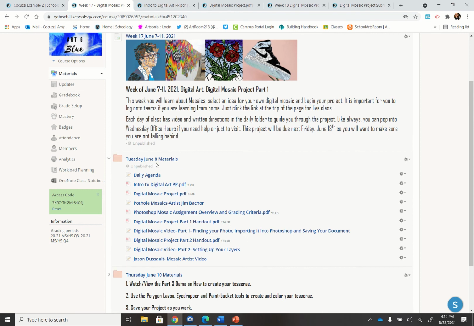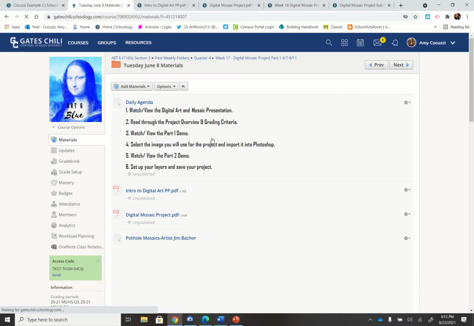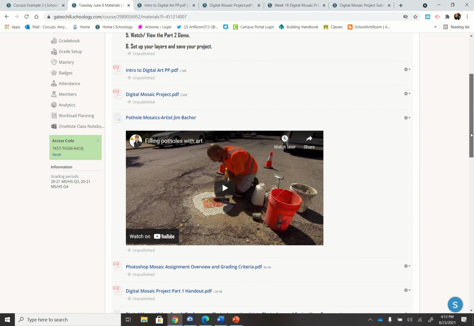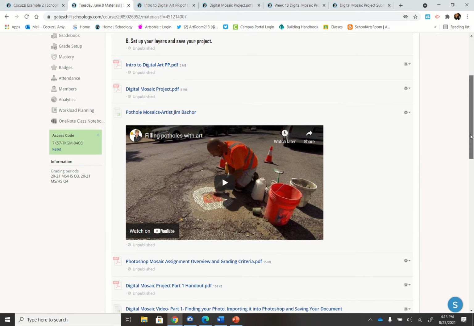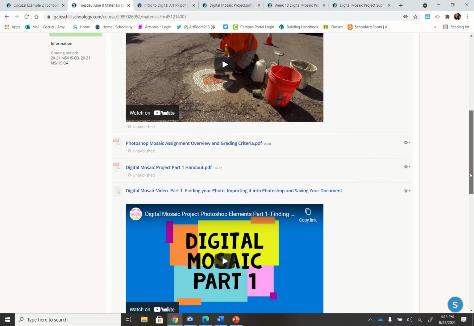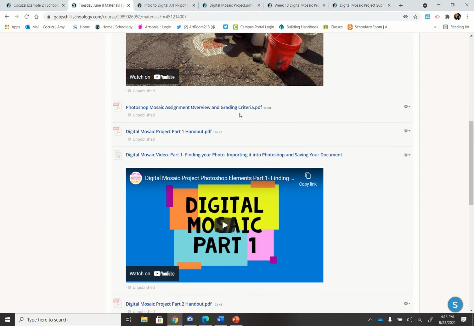So as you look here, for each day, I've got the folder, and inside the folder, I then post the daily agenda again, and then I've got the PowerPoints we used and any video clips. I like to embed the video clips right in the folder so that students don't have to click somewhere else, they can see. So if they've got the assignment overview and grading criteria, and I had several of those, you can go ahead and assign different folders to different students. So each student saw the one that was applicable to them.